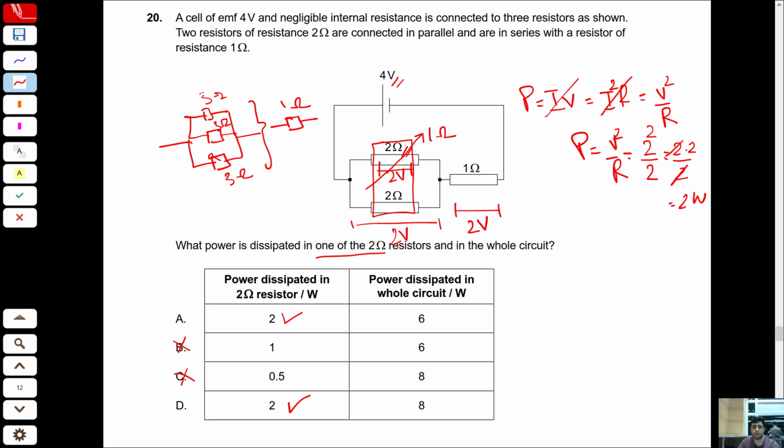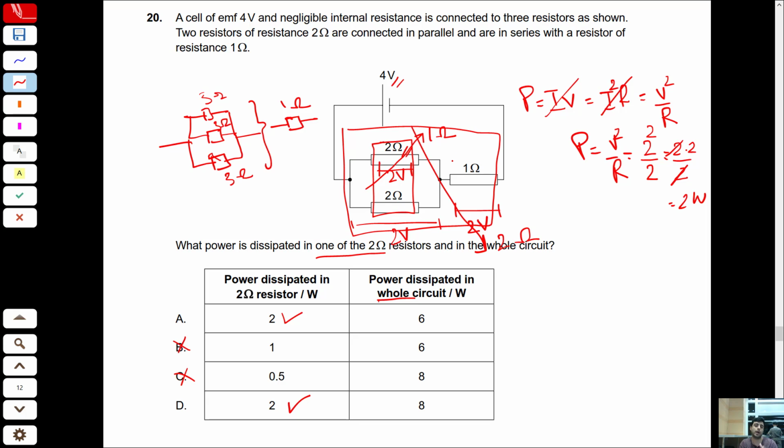Let's find out the power dissipated in the whole circuit. To determine power dissipated, we first need to find the overall resistance of this whole circuit. We already know that the resistance of these 2 combined is 1 ohm. 1 ohm plus 1 ohm gives us 2 ohm. So the overall resistance is 2 ohm. Why? Because the 1 ohm and 1 ohm are both in series.